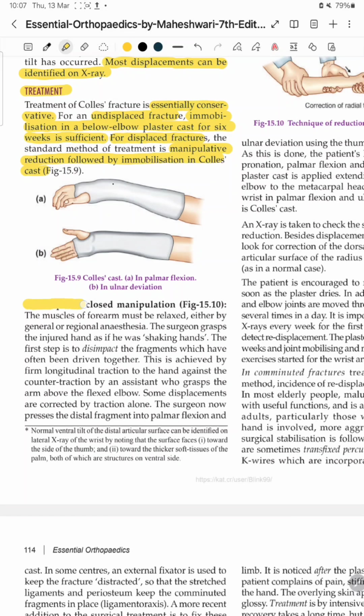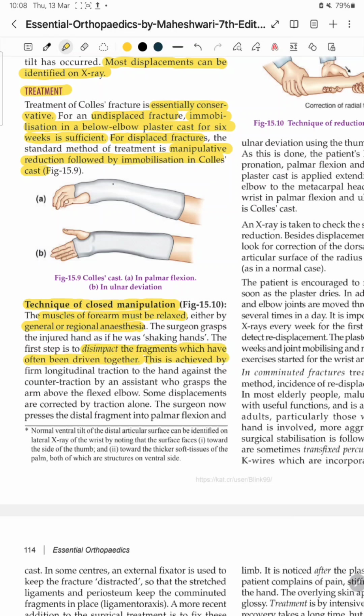Now, the technique of closed manipulation is as follows. The muscles of the forearm must be relaxed. It can be performed under general or regional anesthesia. Firstly, there is disimpaction of the fragments, which have often been driven together.